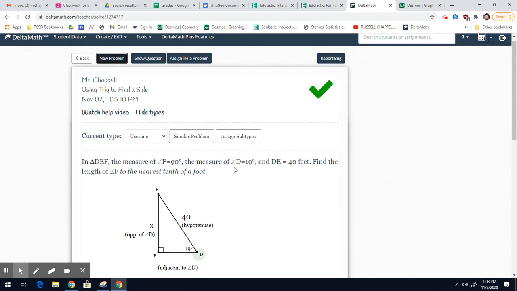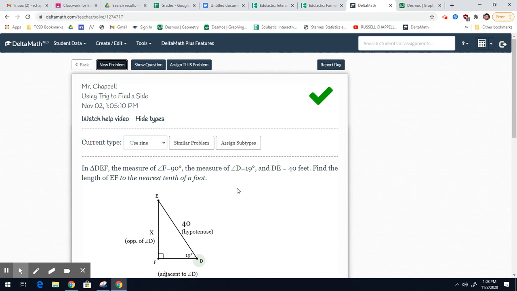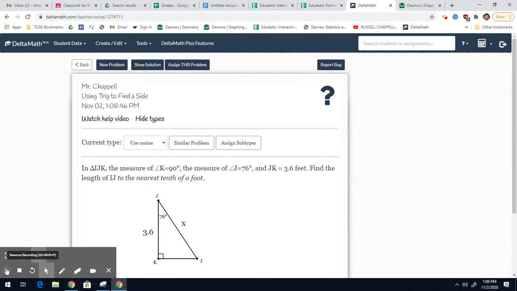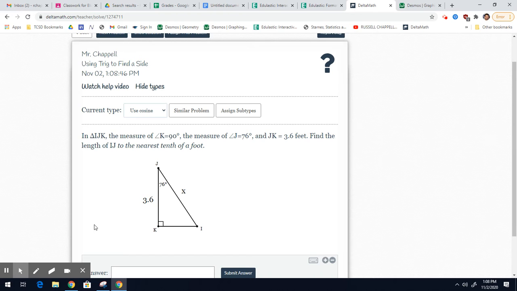All right, let's do another one of these. And again, this one involved sine because it was the opposite side and the hypotenuse from the 19-degree angle. Let's do one more that might not involve sine. Okay, so here's our next one. It says in triangle IJK, the measure of angle K is 90. The measure of angle J is 76 degrees, and JK is 3.6. Find the length of IJ to the nearest tenth. So IJ is here. It is our X.